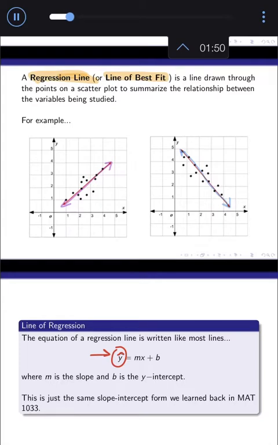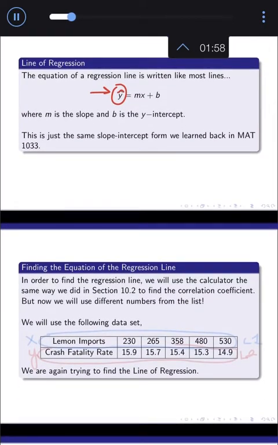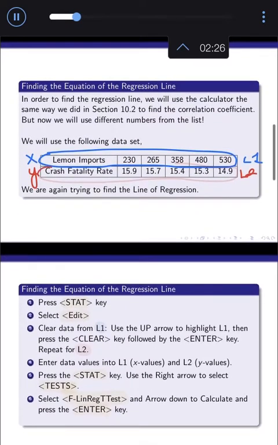So how are we going to have our calculator do this hard work for us? Let's look at an example first. In this first example, we've got lemon imports and the crash fatality rate, and we're going to compare those two things. The first set of data will be our X's, entered into list 1, and our second set will be our Y's, entered into list 2, just like we did in section 10.1.